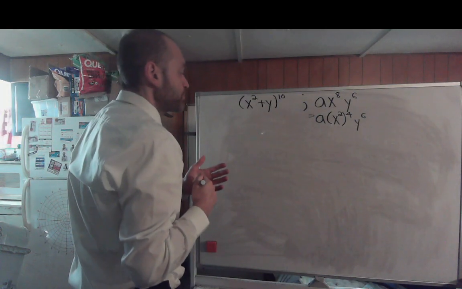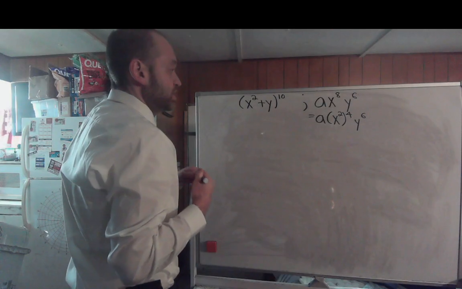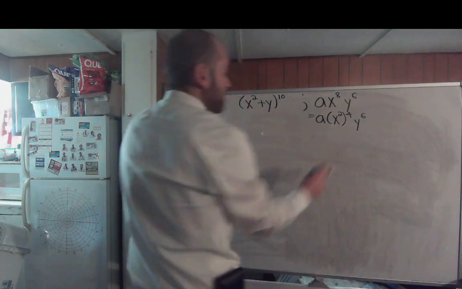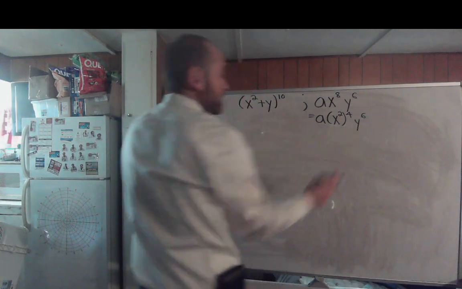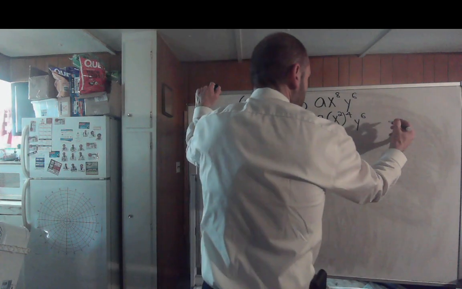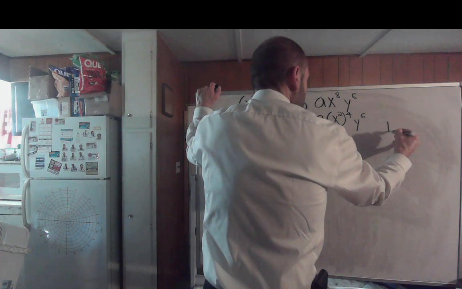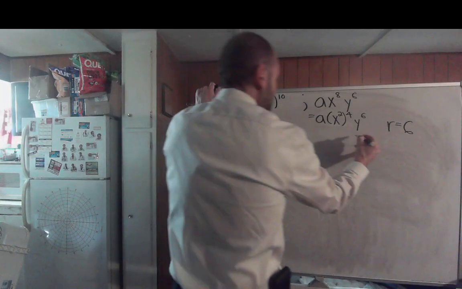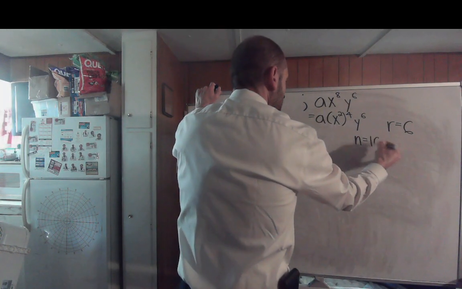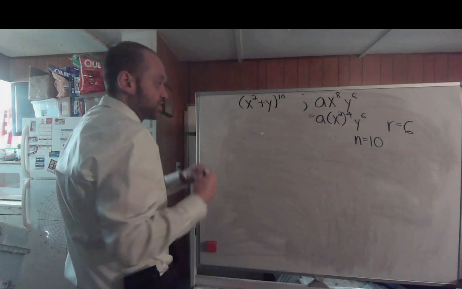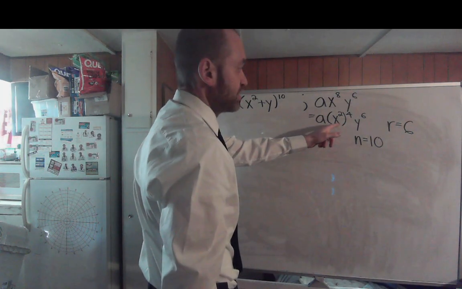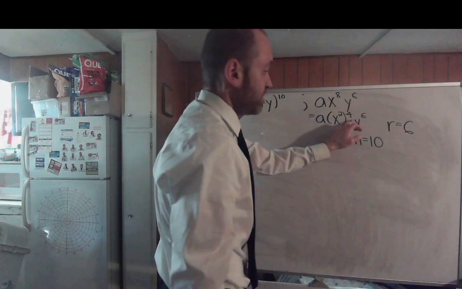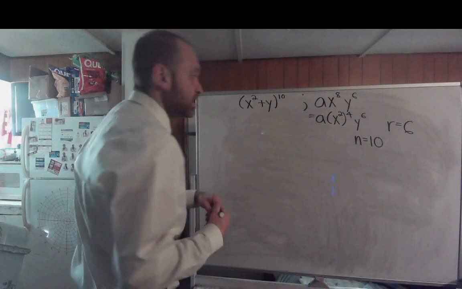Now, how are we going to go about this? We know the y term is always raised just to the r power, right? The r equals 6. Well, we know n is 10. And then, of course, the first term is always going to be raised to the n minus r power. Well, 10 minus 6 actually gives you 4, so that checks out.